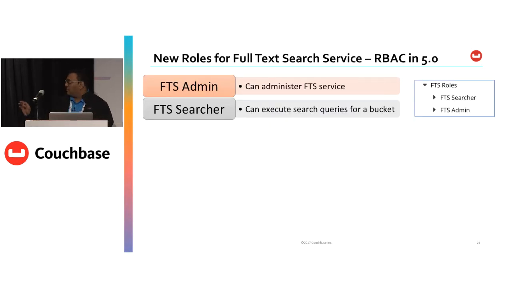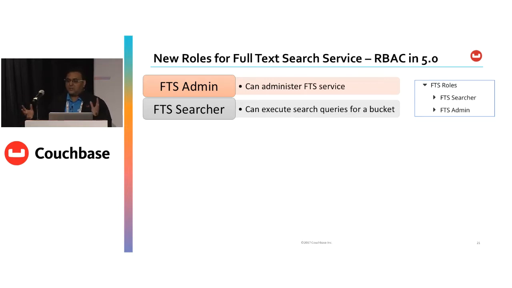Finally, we'll talk about the full text search service. This is something that Ravi announced in his keynote today. If you look at the full text search service, we also did role-based access control for this service. Essentially, there are two real personas. There's the administrator, who can administer the full text search system, create the full text search indexes, and do a bunch of other things. And there's a searcher who can really search the full text index. Those are the two roles that we've added for full text search.